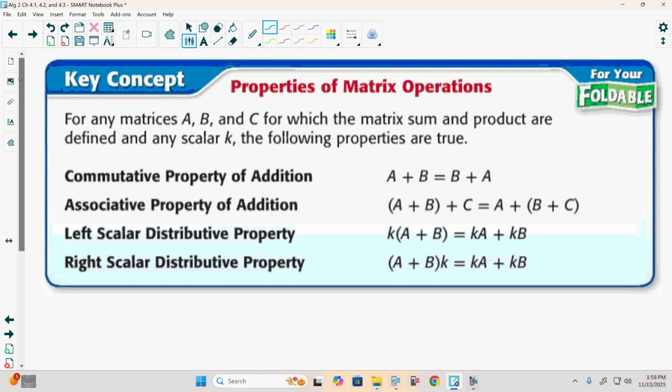Commutative property, we can add 2 matrices in any order. We can add 3 matrices in any order. Left scale and right scale distribution work. We can multiply by the left or the right.